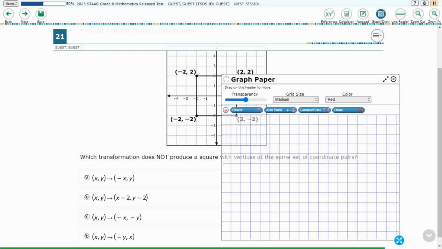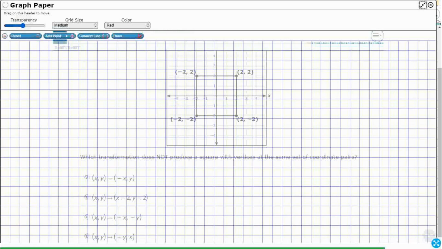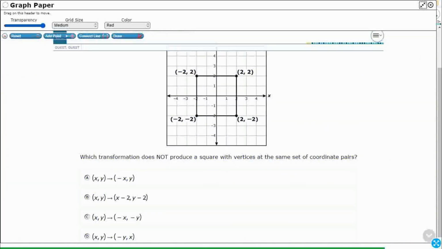So we have a whole bunch of rules down here, and if you have the rules memorized, maybe this is super easy, but most students don't have all of the transformation rules memorized. So if you didn't have a coordinate plane, I would suggest drawing one or using this graph paper feature to make your own coordinate plane, but they've given you one, so let's use that. And let's just see which one does not produce a square with vertices at the same set. All right, so I'm just going to start with this 2, 2, right? And then I'll do this 2, negative 2. We'll see where those two end up.